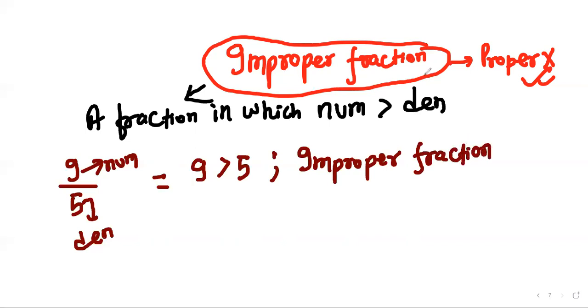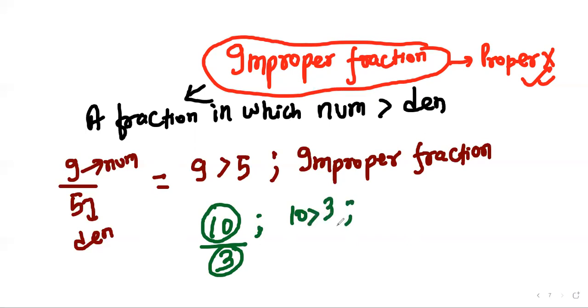Now let's try to understand with another example. If I write 10 over 3, this is the numerator, which is 10, and this is the denominator, which is 3. This 10 is greater than 3. It's obviously greater, right? As the numerator is greater than the denominator, this comes in the category of improper fractions, right?